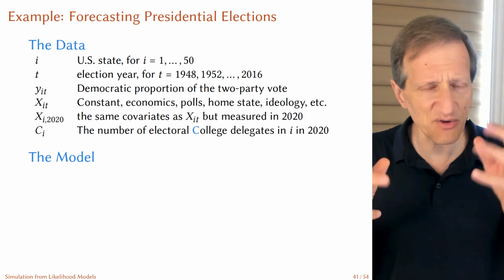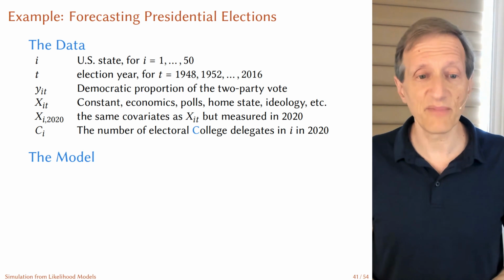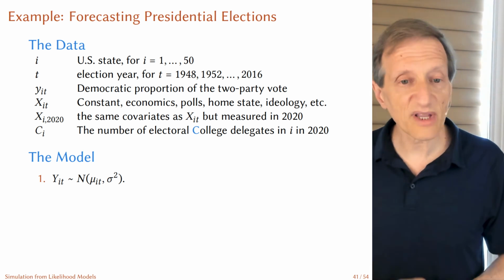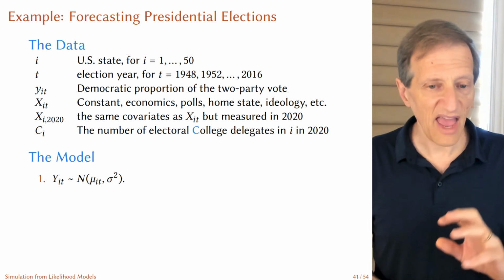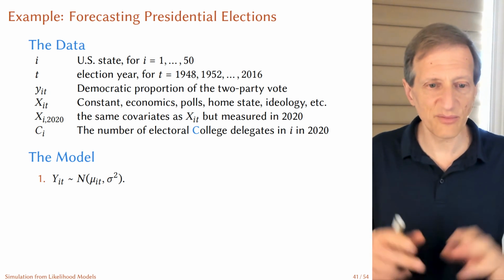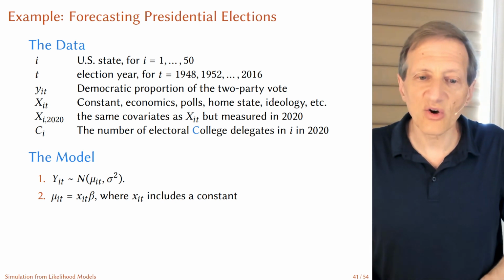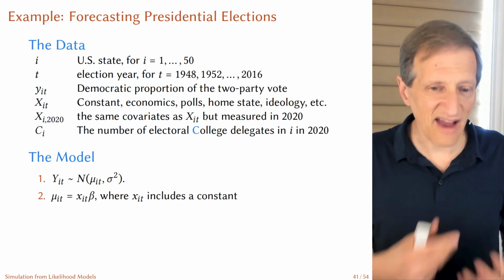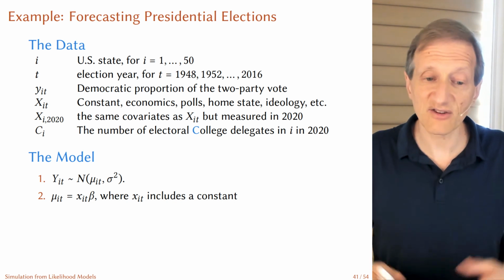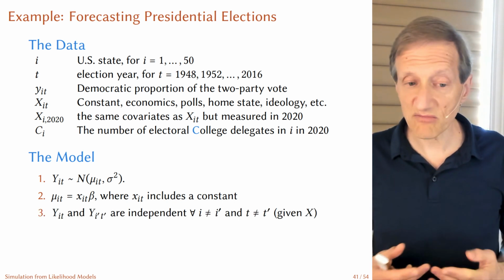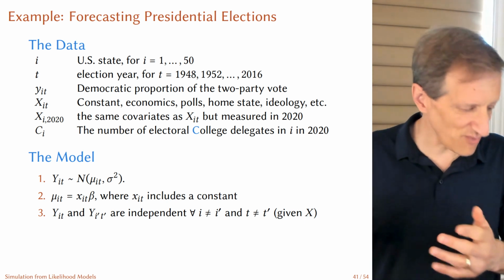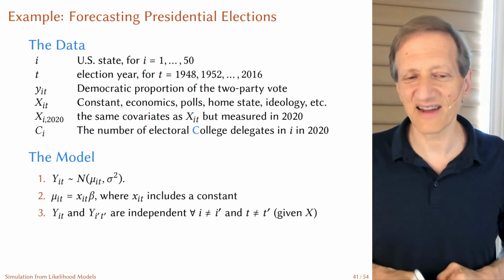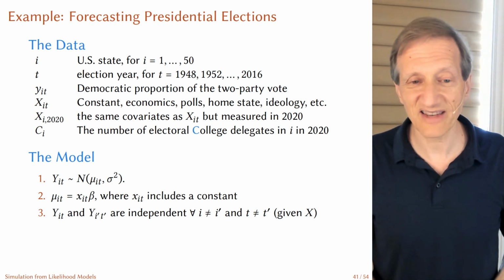We have to figure out how to put that together in a model. I'm going to, as I said, slightly simplify the model that we're talking about. So here's the model. Y of IT is going to be normally distributed with mean mu IT and variance sigma squared. So that's going to be the setup. That's going to be the stochastic component of the model. There's also a systematic component, and the systematic component is going to be linear. So mu IT is equal to x of IT beta, where x of IT includes a constant term. And then we're going to have an independence assumption where y of IT and y of I prime t prime are going to be independent for all I not equal to I prime and t not equal to t prime given x. Okay, so basically we have independence across states and time periods.